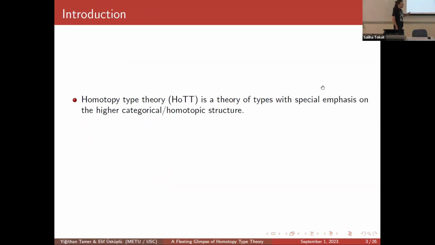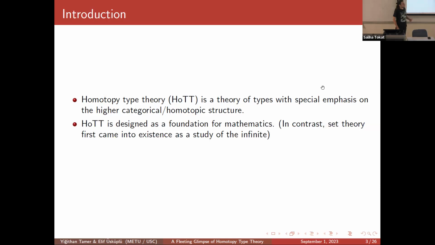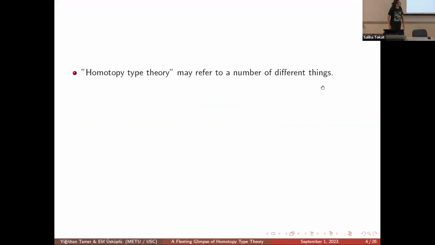So homotopy type theory is a type theory that puts special emphasis on higher categorical structure, right? So homotopy structure. And it's designed to be a foundation of mathematics, unlike set theory, which initially started to scrutinize the infinite, and then it later was adapted as a foundation. And so there is no unified homotopy type theory, so it might refer to a number of things.